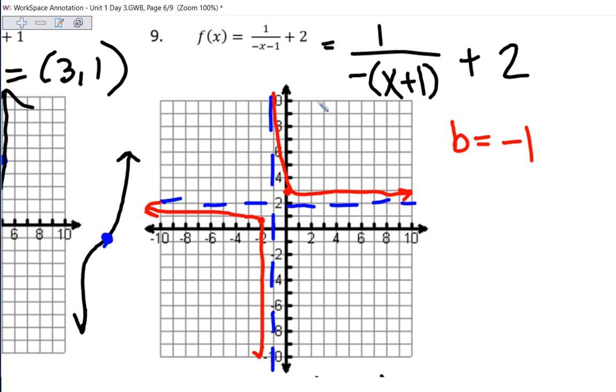So let me erase things. So our curves do not go in quadrants 1 and 3. They need to be mainly in quadrants 2 and 4. I'm putting them right in the same place. Okay, next problem.